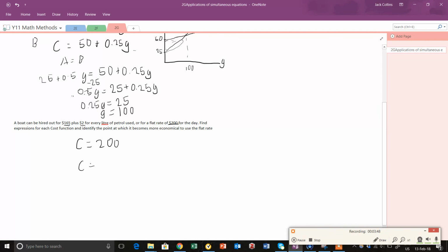The other one is the cost equal to 165 plus 2p, so $2 for every litre used, where p stands for litres used. So obviously initially, this cost of $165 per day, if no petrol was used, is cheaper than the flat rate. So we want to find when this stops being the case. So when do these two lines intersect? That's when 165 plus 2p is equal to 200.